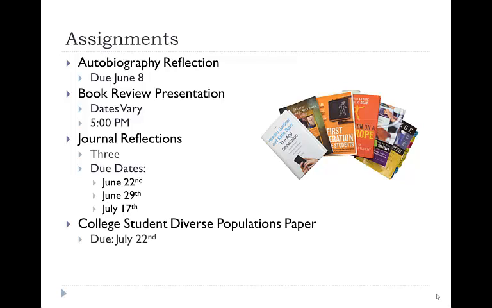So the next assignment is the College Student Diverse Populations paper. All right, like I said, there's no literature review. So what this paper is, it's a compilation and a reflection on your journal reflections. Yeah, you're reflecting on your reflections, but you're injecting the theory on how and where these students currently are based on their undergraduate experience and how their identity plays into that. All right, so this is going to be very thought-provoking.